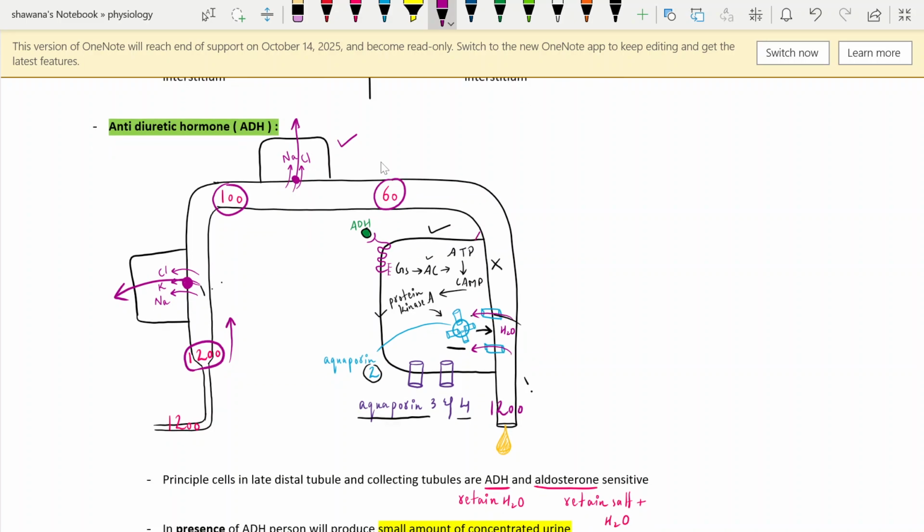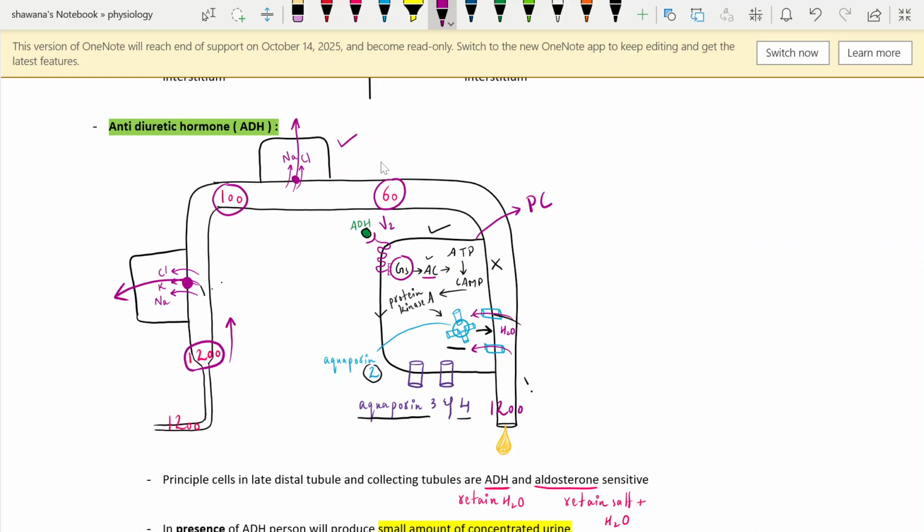Let's talk about the function of ADH. This is a principal cell of the late distal tubule. It can be present in the cortical collecting tubule and it can also be present in the medullary collecting tubule. ADH has special receptors known as V2 receptors to be more specific, and these are 7-pass receptors or serpentine receptors. These are coupled with the G stimulatory protein. G stimulatory will stimulate adenylyl cyclase.